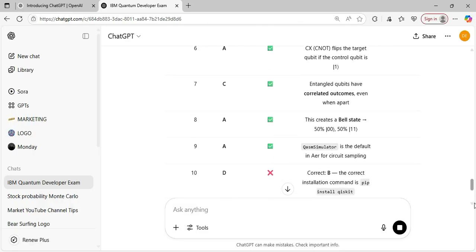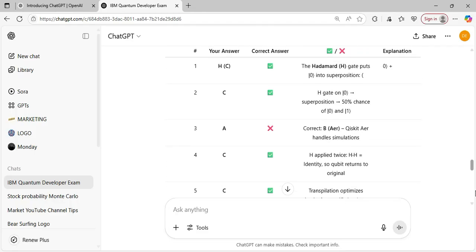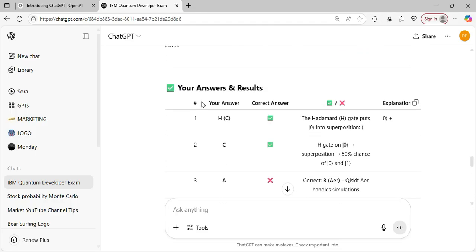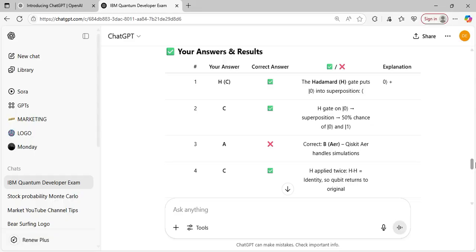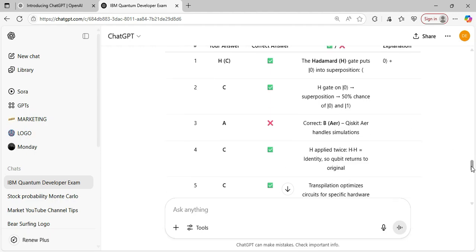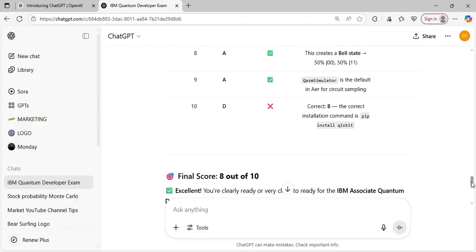Okay, so I got 8 out of 10 right. It shows your answer and the correct answer, and the X marks the ones I got wrong. So I got number 3 wrong and number 10 wrong. For number 3, the answer is Qiskit Aer handles simulations. And for number 10, the installation command is pip install qiskit.